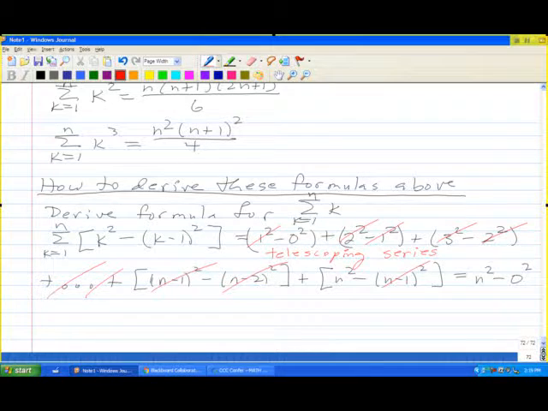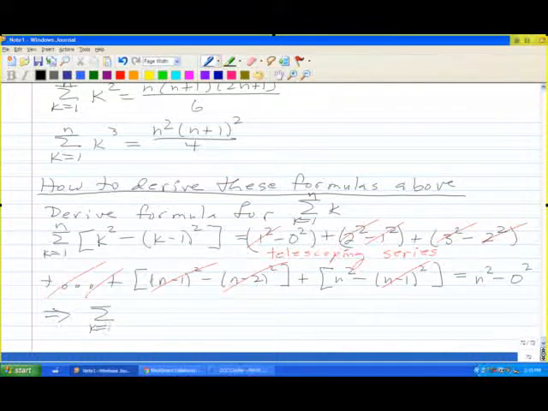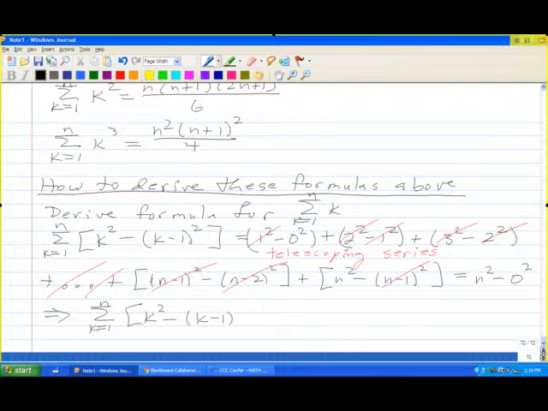Okay, so now that's one way of looking at this. Now let's look at it a different way. This says that the sum k equaling 1 to n of k squared minus (k minus 1) squared is equal to n squared, since 0 squared is just 0.